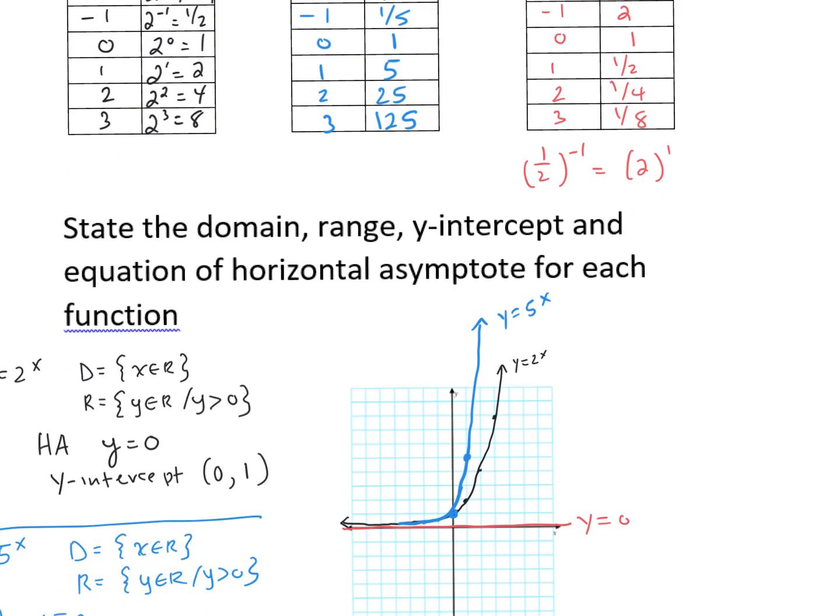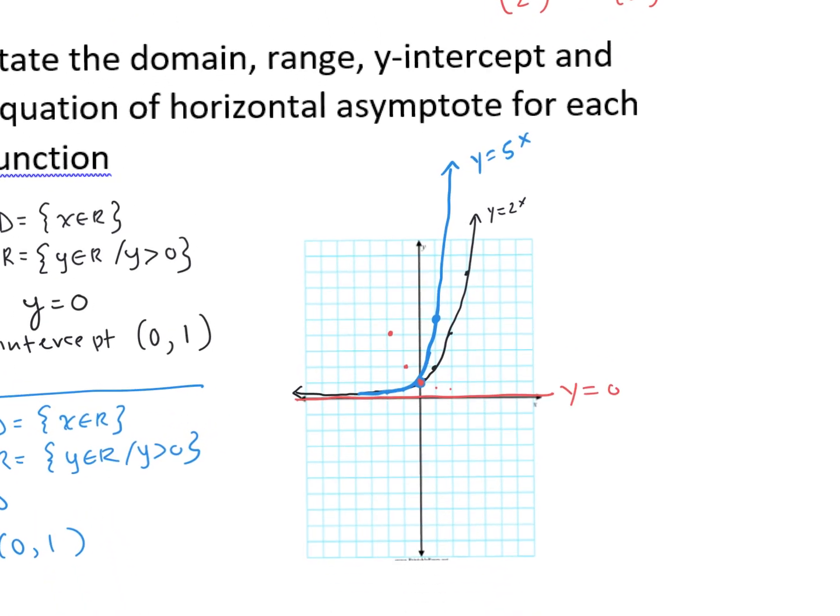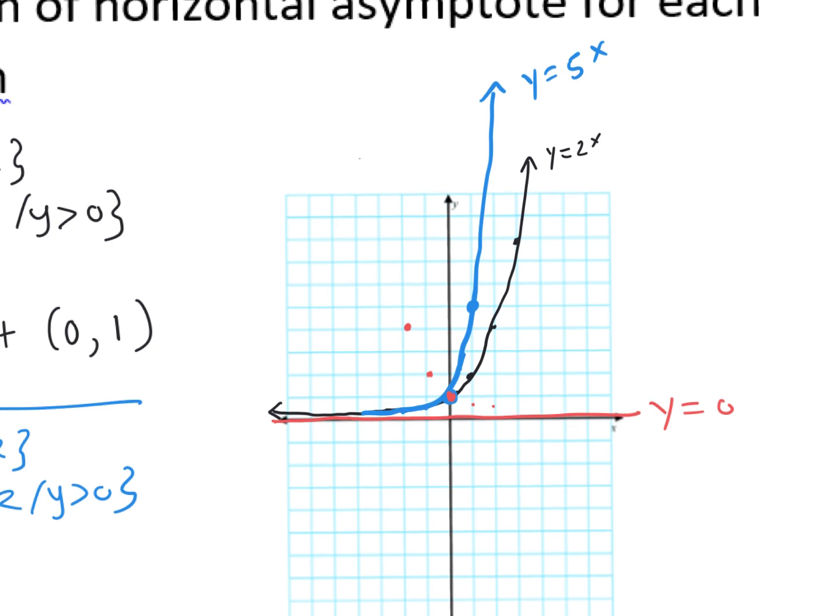So how does that change the graph? It still goes through 0, 1. This time, when we have negative 1, we get 2. And when we have negative 2, we get 4. And then we get a 1/2 and a 1/4. So what happens to the graph when you change the base to a fraction is the graph now goes down.